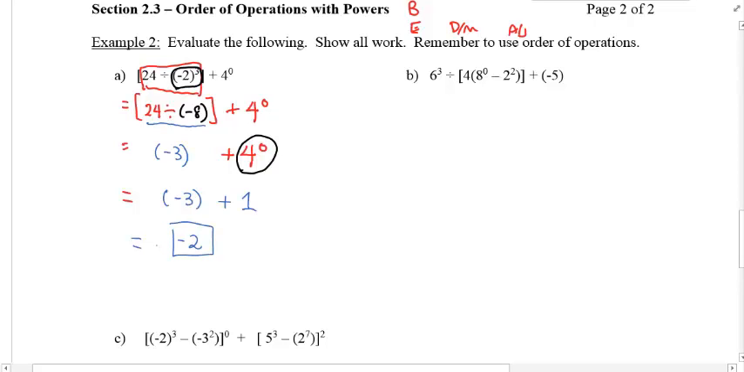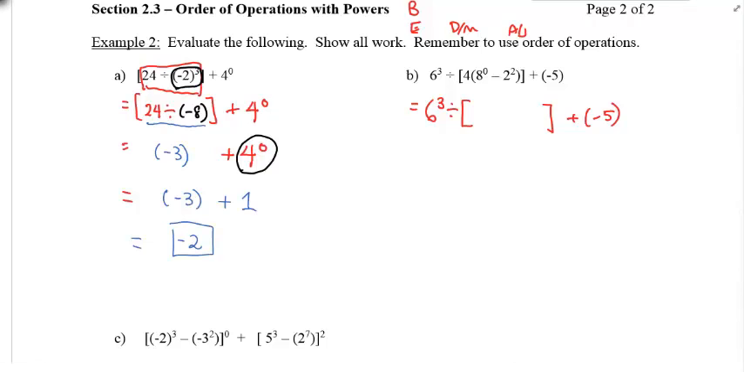Ooh, part B, more brackets, more stuff. Ow, ow, ow, scary, scary, scary. I see exponents too, right? So should I do that first? No, always do the brackets first. So let me just copy the 6 cubed. Let me copy the bracket here. Let me copy the negative 5.